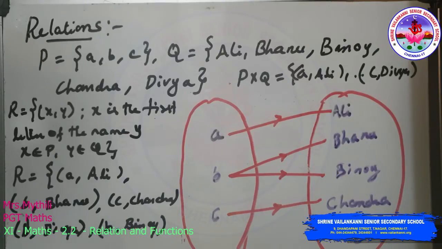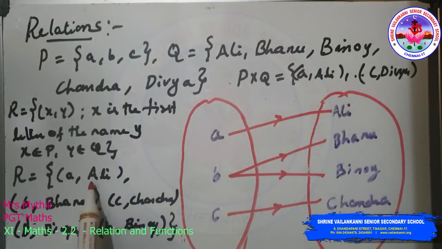A relation R from a non-empty set A to a non-empty set B is a subset of the Cartesian product A cross B, or P cross Q. So these are the ordered pairs which are the subset of the Cartesian product P cross Q. The subset is derived by describing a relationship between the first element and the second element of the ordered pairs in A cross B. The second element is called the image of the first element.